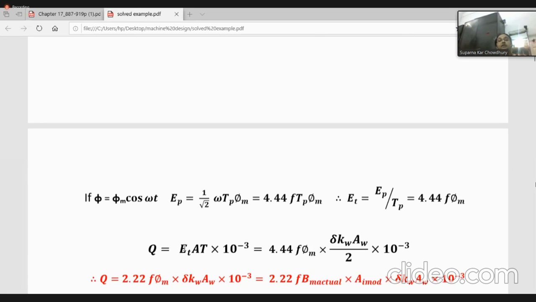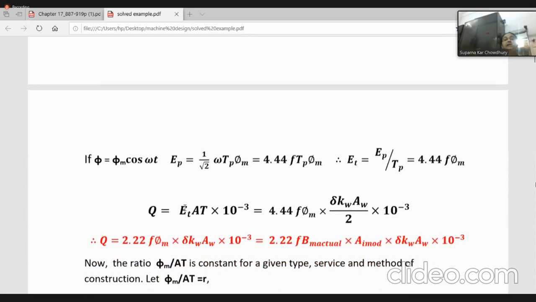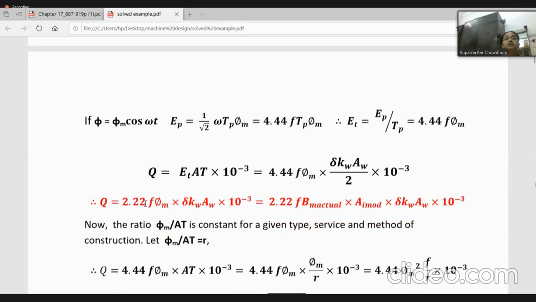So in the equation of Q, we have ET, AT into 10 to the power minus 3. If we put the values, ET will be 4.44 F into phi m into AT. We have seen that AT is delta KW AW by 2, into 10 to the power minus 3. So this can be written as 2.22 F phi m delta KW AW into 10 to the power minus 3.